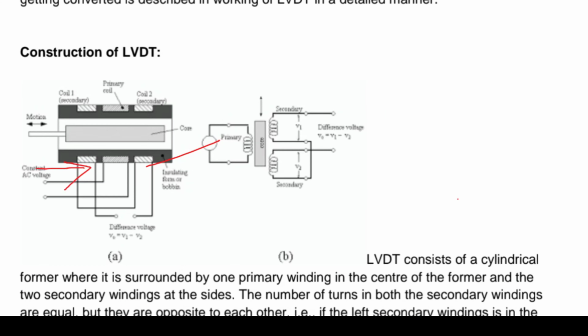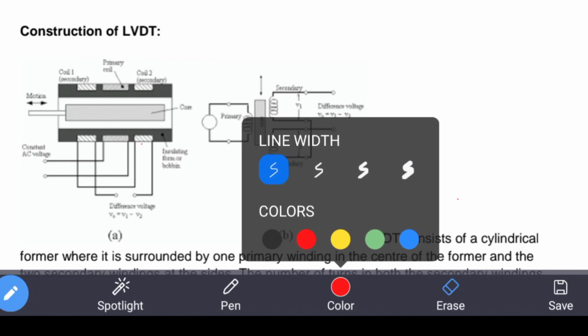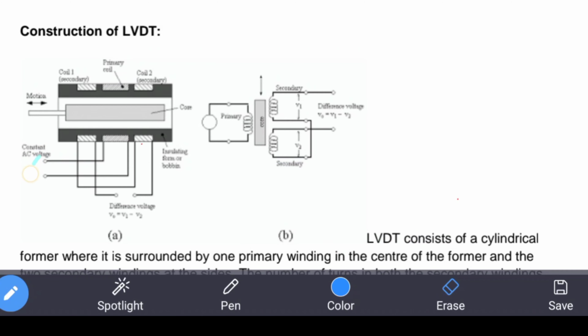LVDT, we already saw the diagram. Two windings. AC voltage supply is given to the primary winding. Only a single phase AC supply will be given to the primary winding. You can see in this diagram, the primary winding is connected to a single phase AC supply. This is the AC voltage connected to the primary winding.